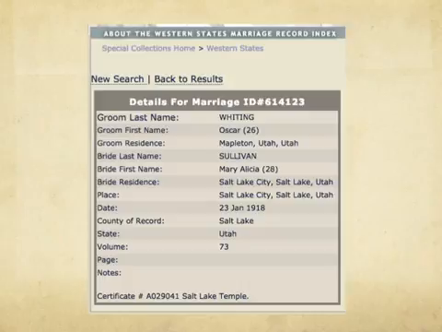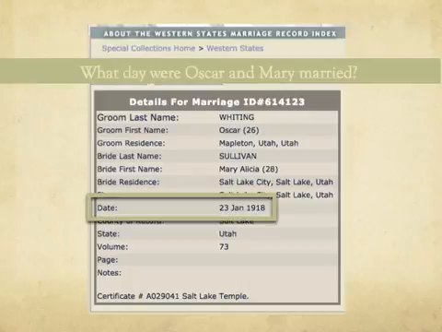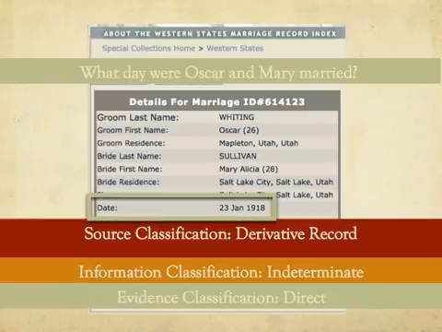Back to our marriage index. Identify the question. What day were Oscar and Mary married? The question is directly answered with one piece of information, and I can point to it with one finger. So while this is a derivative source with indeterminate information, it provides direct evidence of their marriage date. It is important to understand that these classifications can occur in any combination. You must classify sources, information, and evidence separately.